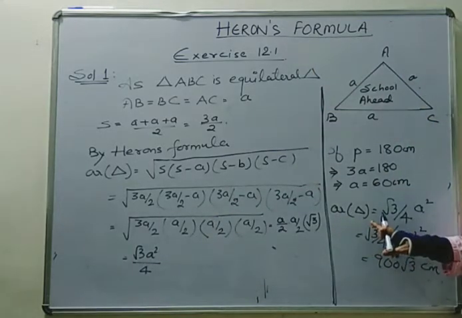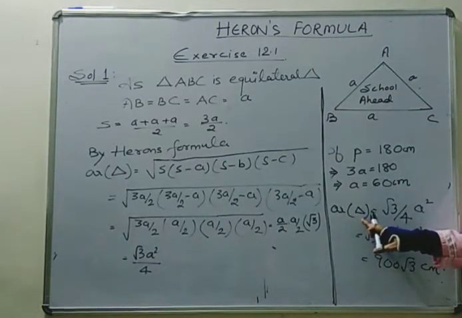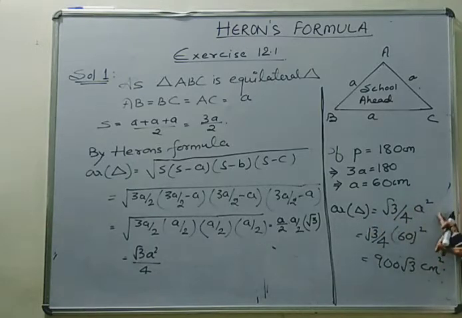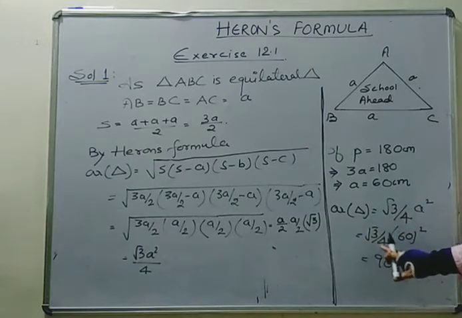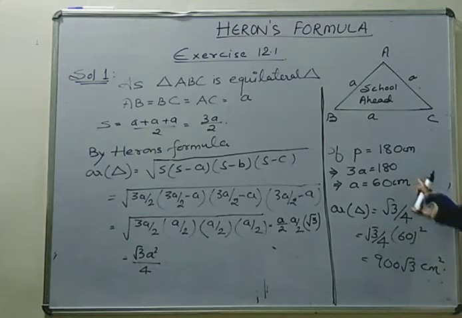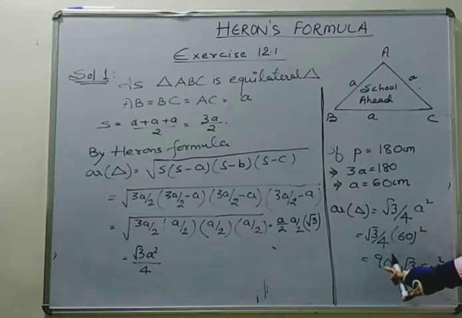Now by Heron's formula, we have calculated the area of the equilateral triangle is root 3 by 4 A square. Now we can directly apply this formula. So area of triangle is root 3 by 4 A square. So it will be root 3 by 4. What is A? 60. So 60 square. So our answer is 900 root 3 centimeter square.